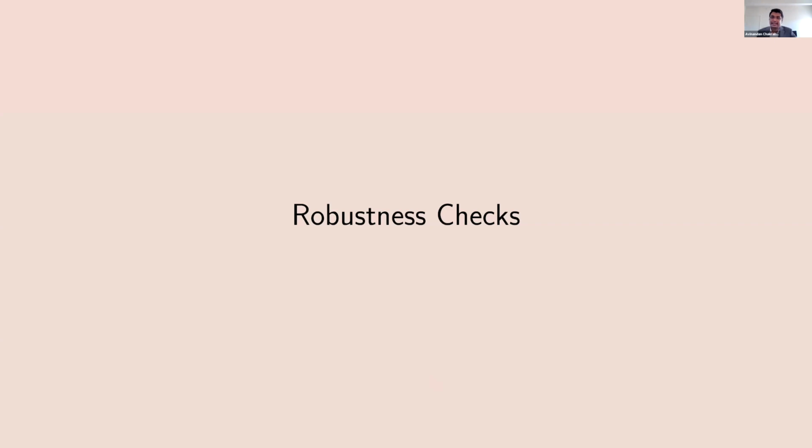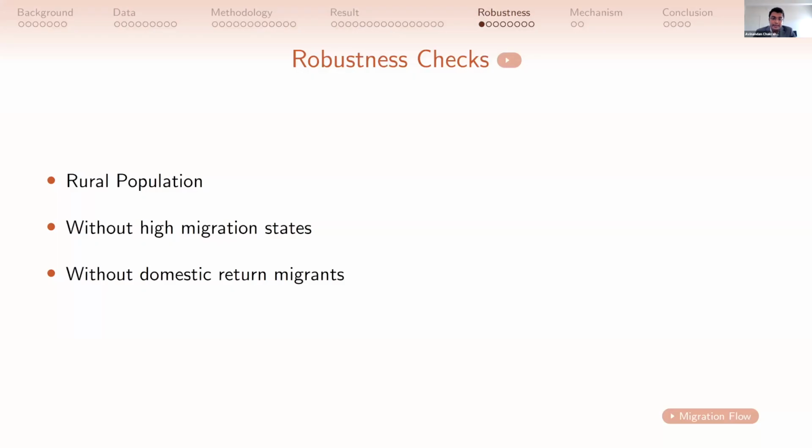I also do some robustness checks to check the validity of my results. The first one is omitting the urban population. The reason I omit the urban population is that in the literature, there is evidence that rural children work more compared to urban children. And also domestic work, or in my case, unpaid work, is higher in magnitude for rural children compared to urban children. So I omit the urban population to check if my results still hold for just the rural population as well.